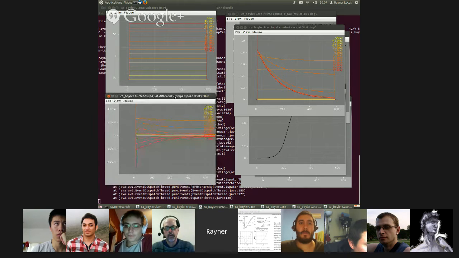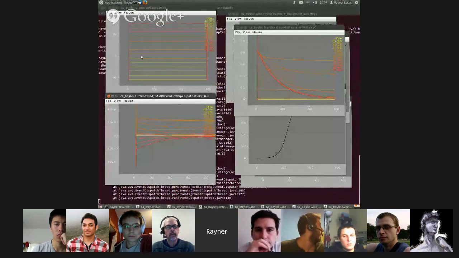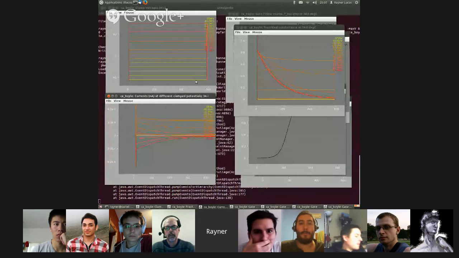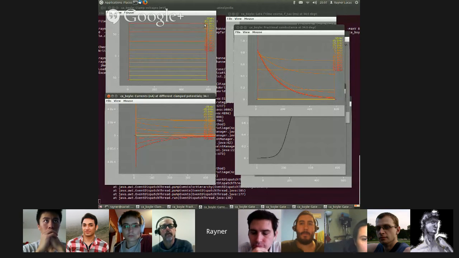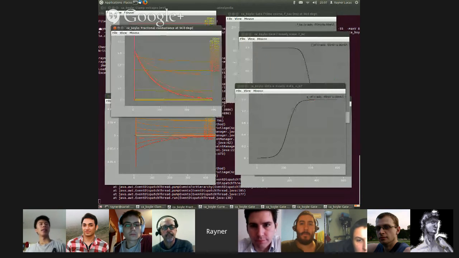Okay, and this also gives us a bunch of other useful graphs. This one's just voltage against time, so it's showing what all the different clamp voltages are and the times when the clamp is on.